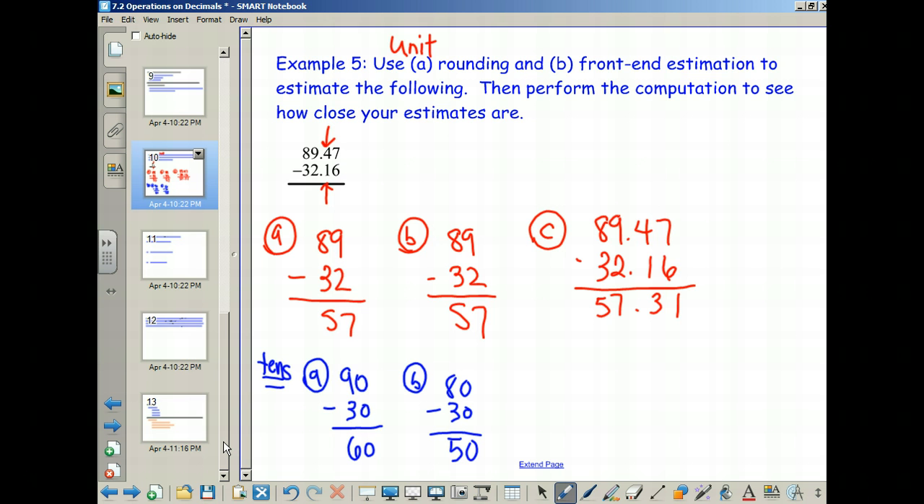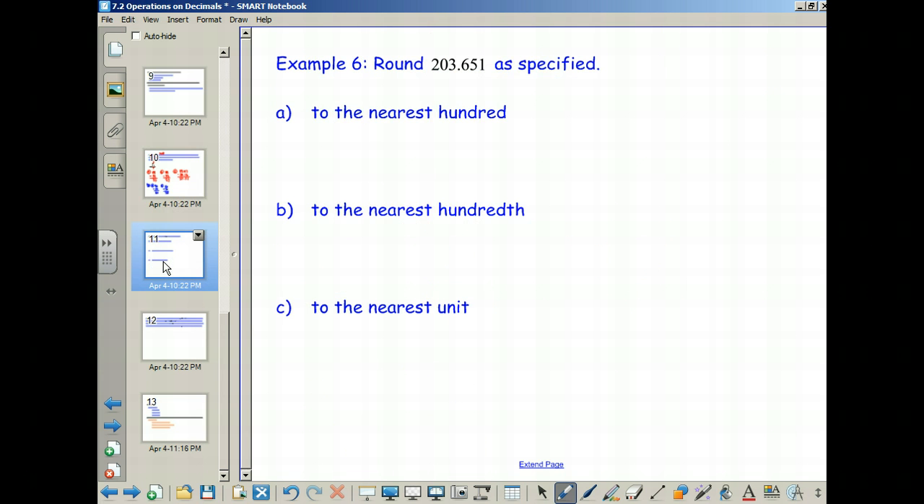And I'm not going to do parsing, it's exactly the same. Okay, now we're going to round as specified. So we actually are told what to round to on this. All right, so let's see. We've got 203 and 651 thousandths. That's how we would say that. What would we get if we rounded to the nearest 100? 200.